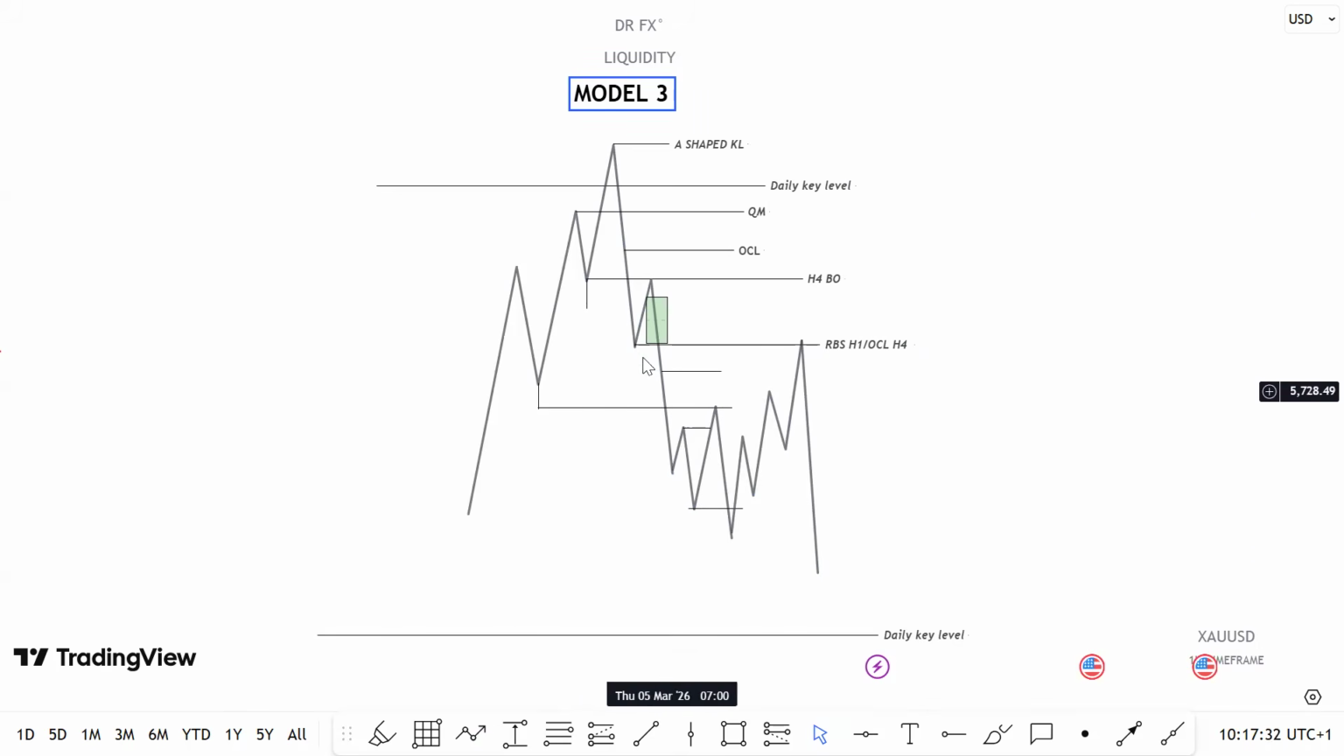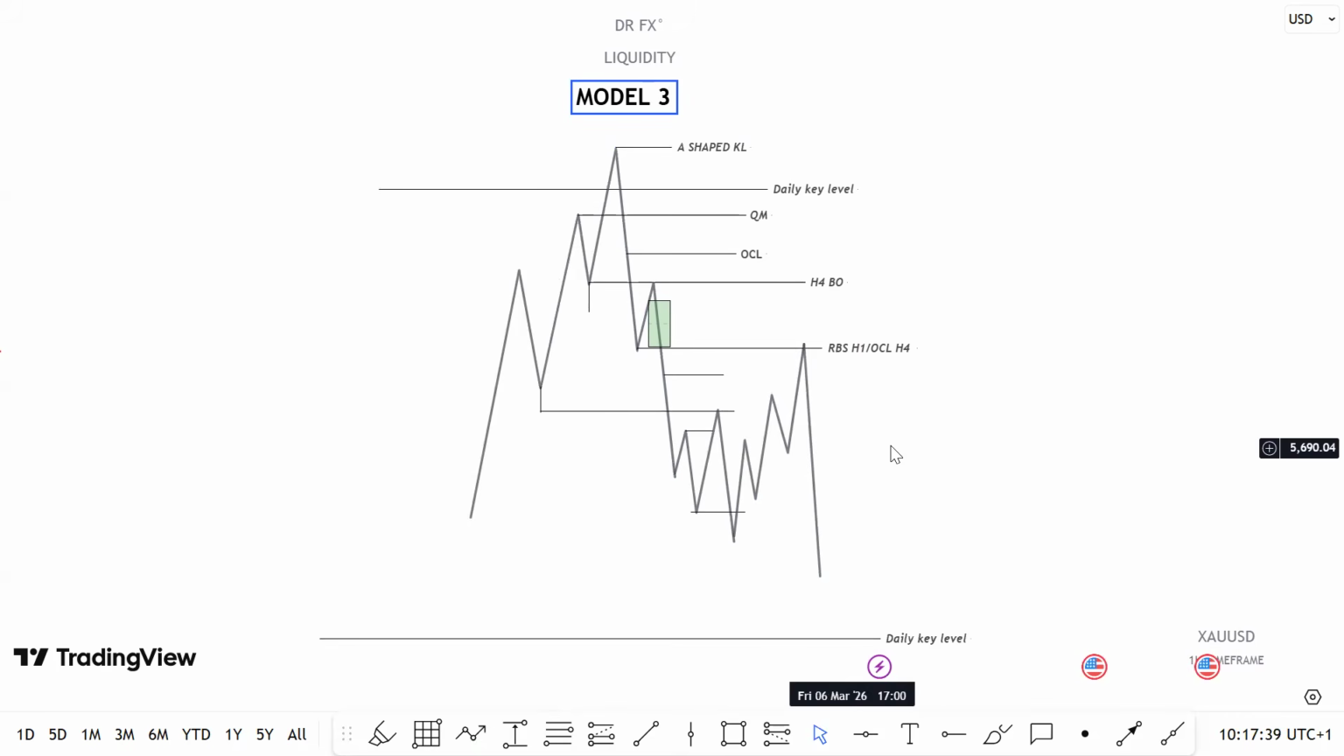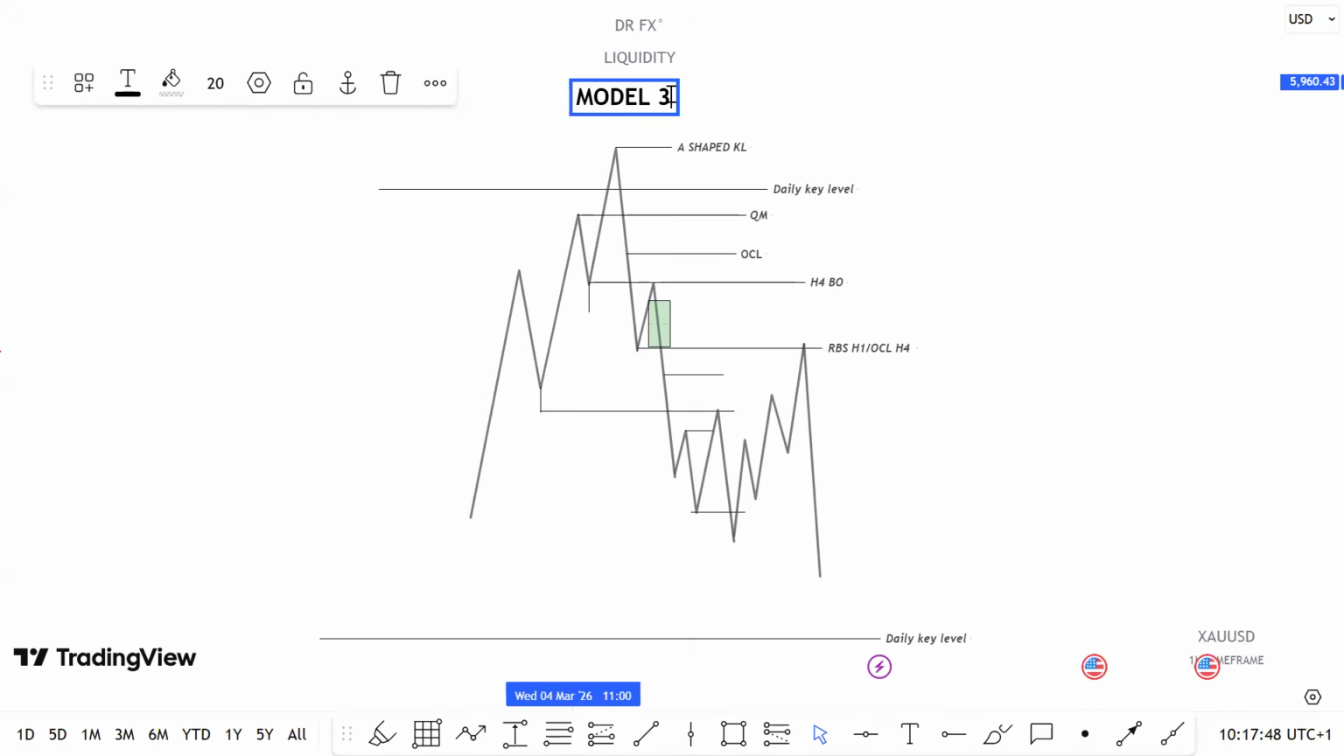Pay attention to this also. The market can decide to destroy this and still come back to all these zones. That's why it's very good to know Model 1 and 5. You can both use them as confirmation if you are unsure. And then finally, the Model 4 we're talking about.